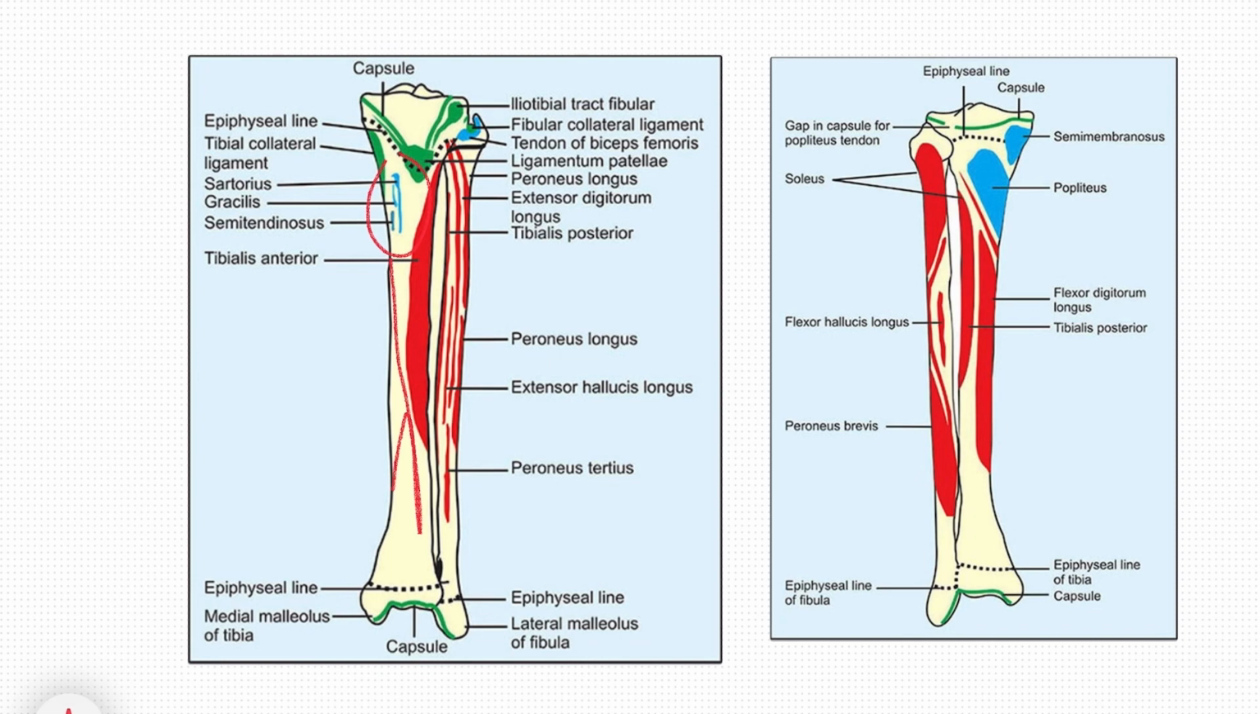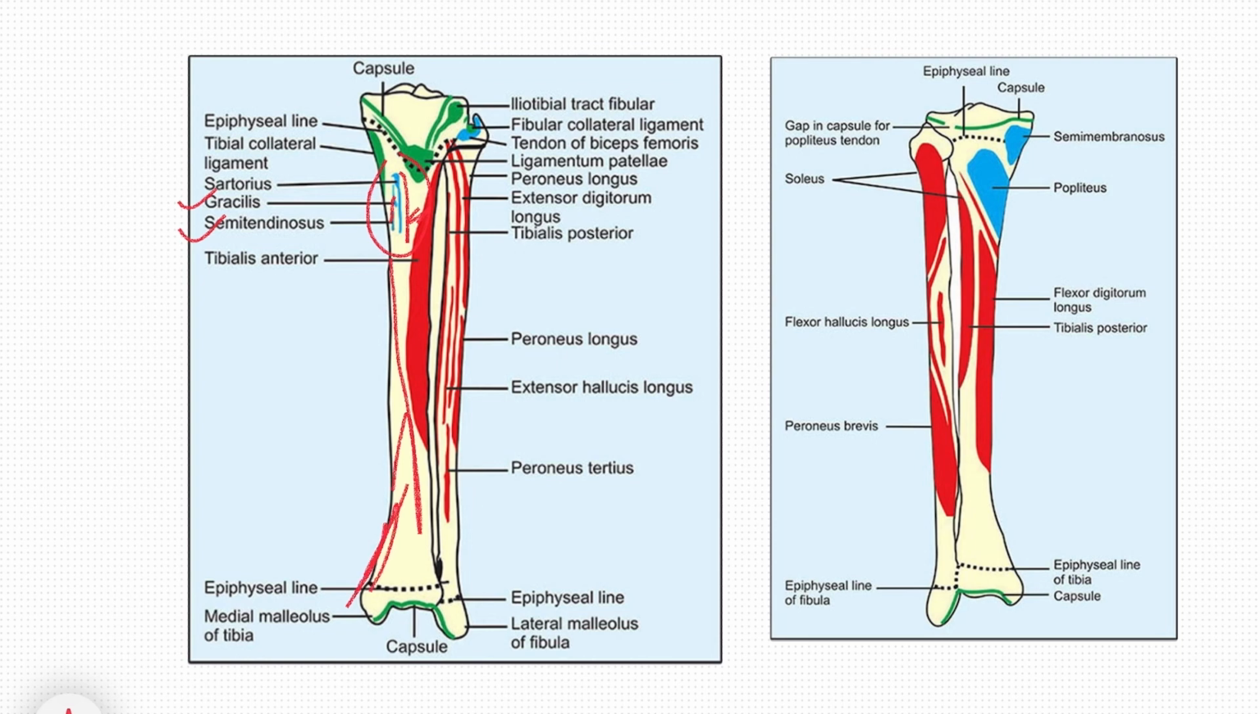So from before backward, the first one is the hockey stick insertion of the sartorius muscle, and just behind it there is a linear insertion of the gracilis muscle and the semitendinosus muscle. Otherwise the entire surface is subcutaneous. Then, important relationship of the lower part of the medial surface of tibia.